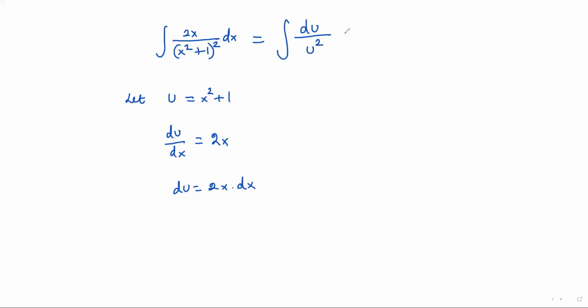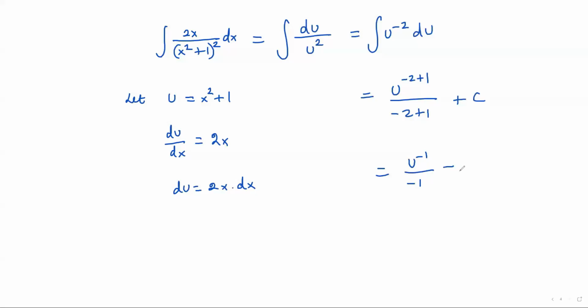To integrate this, we can move this u squared to the numerator, then it will be u to the negative second power times du. Now we can integrate this using the power rule of integration, that is u to the power negative 2 plus 1 over negative 2 plus 1, plus c. So u to the power of negative 1 over negative 1 plus c.